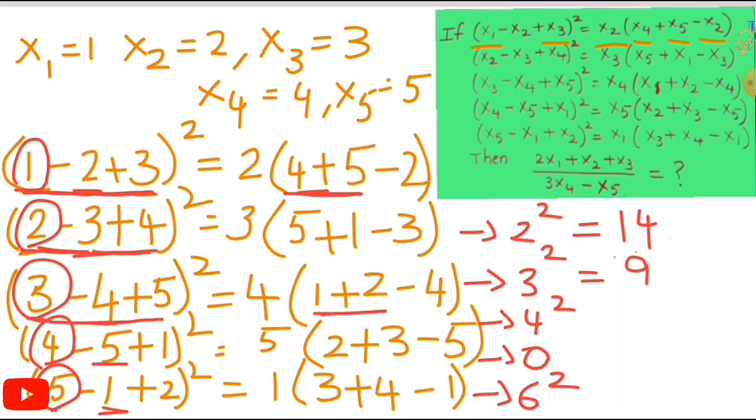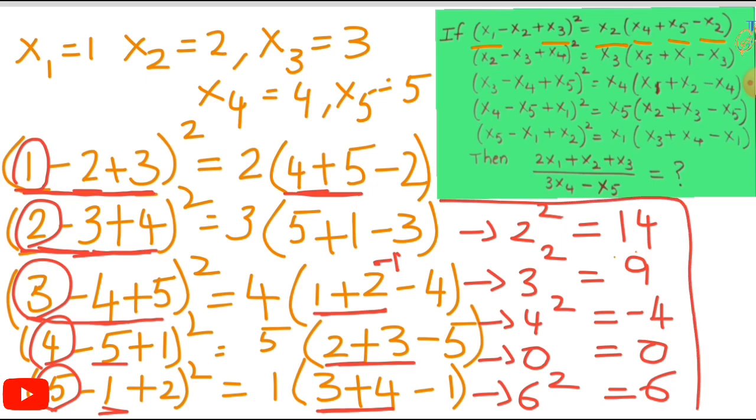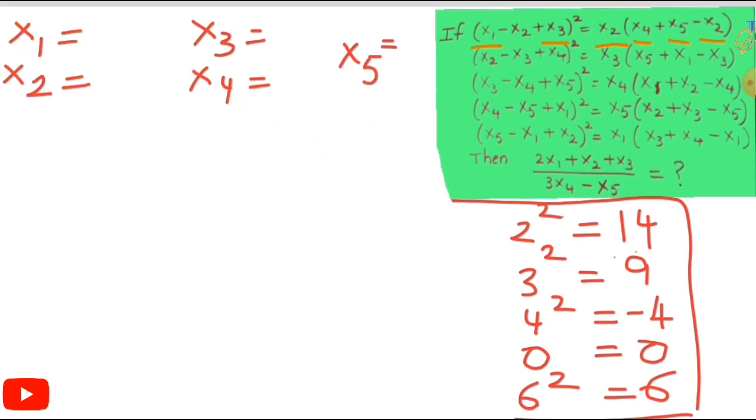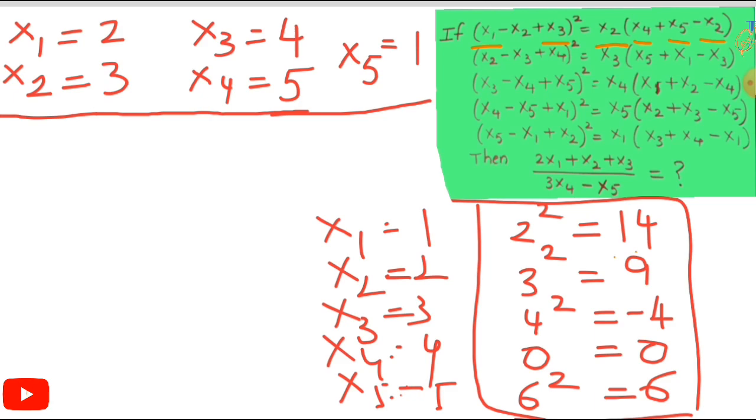So 1 plus 2 is 3, 3 minus 4 is minus 1, so minus 1 times 4 is minus 4. Then here 2 plus 3 is 5, 5 minus 5 is 0. And here 3 plus 4 is 7, 7 minus 1 is 6, 6 times 1 is 6. So after doing the calculation, you get these LHS and right hand values. Now substitute x1 equal to 2, x2 is 3, x3 is 4, x4 is 5, x5 is 1, do the calculation and observe the results.